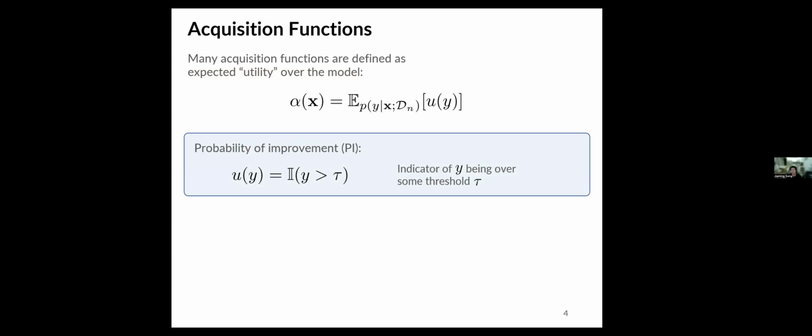And although not all acquisition functions can be characterized as such, two fundamental ones can be done as such. So for example, the probability of improvement function, which is essentially the probability of y being over some threshold, let's call it tau, can be characterized by this utility function. So this utility function is this indicator of y being over some threshold tau.